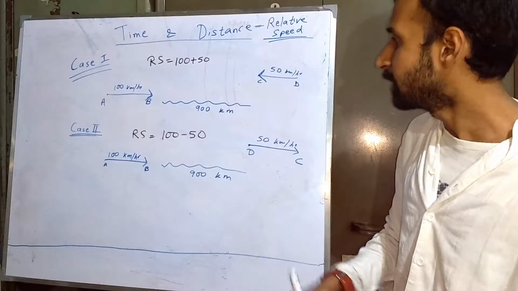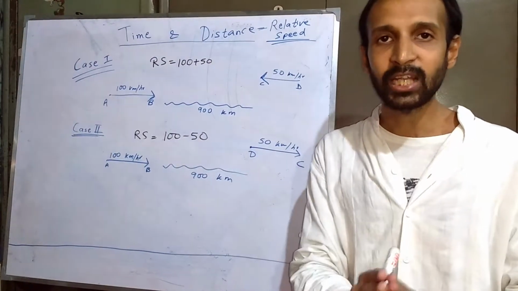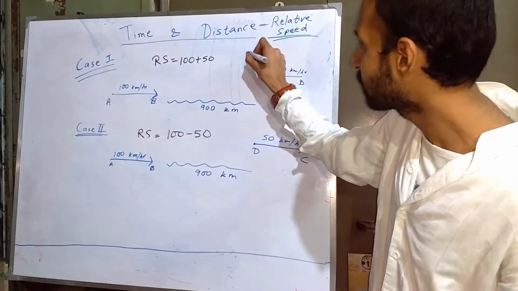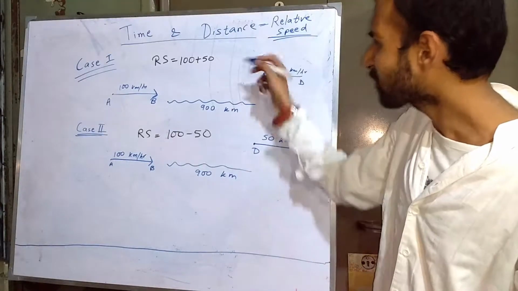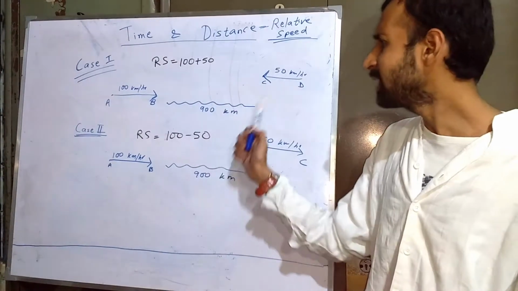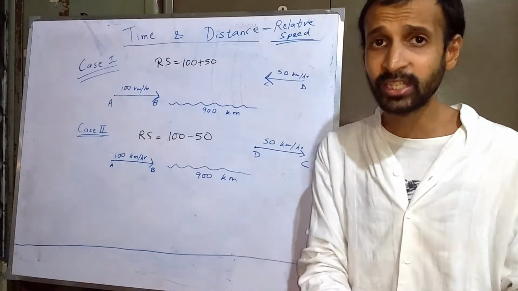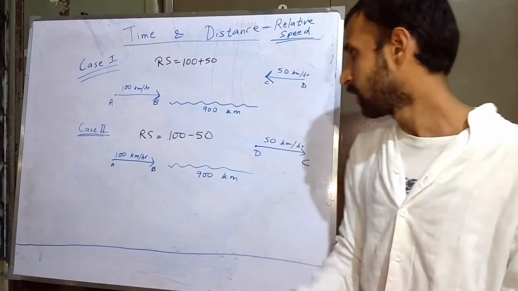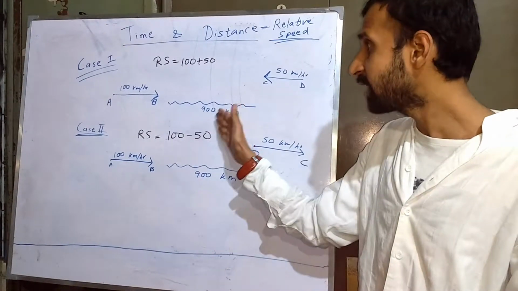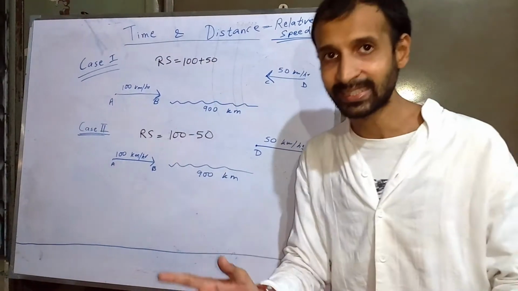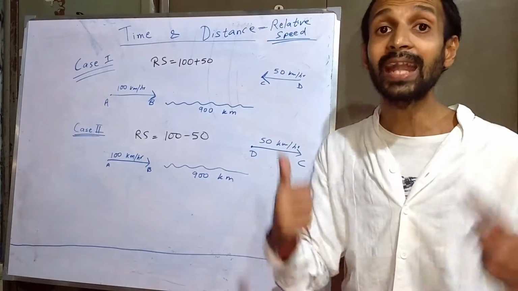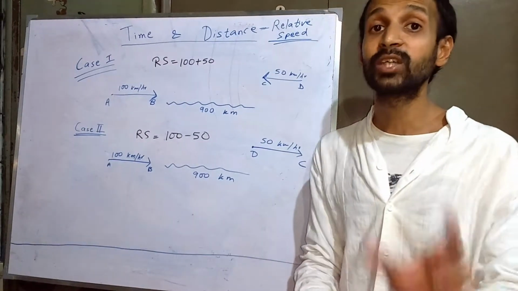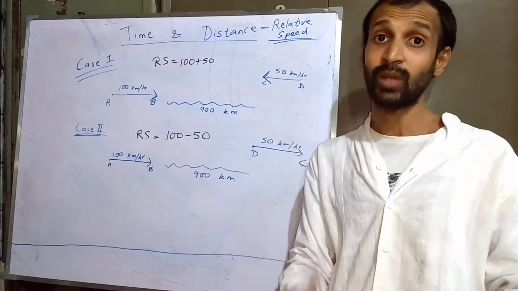Therefore, if you need to find the time at which they will cross each other, the time taken will be the total distance, which is 900 km, divided by the relative speed, which is 150 km per hour. So the required time taken is 900 by 150, which is 6. So the answer is 6 hours. Yes, to calculate time, you use the unit of hours. Again, watch my previous video in case you have not.